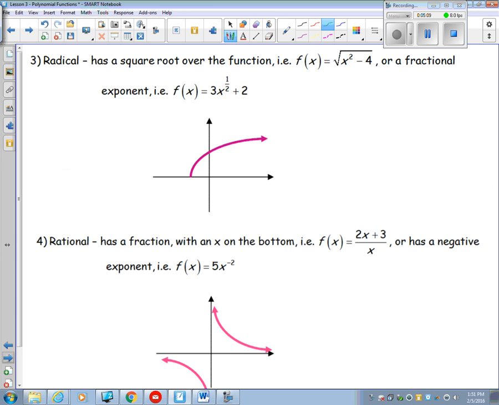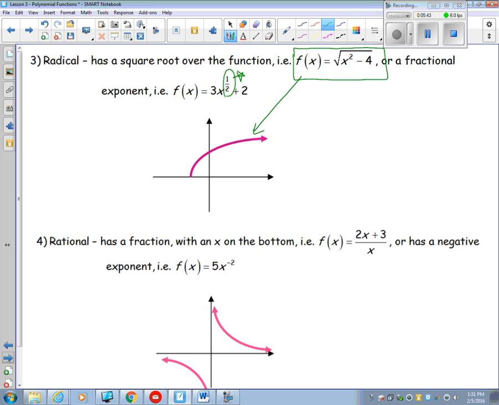We could have radical functions. These are ones that involve square root signs. So for example, the square root of x squared minus 4. It's going to produce a picture that looks like this. It goes off to one side, sort of like half of a parabola on its side. You can also get those if you have fractional exponents, like a power of a half. We said for polynomials, whole numbers and positives. Well, 1/2 is definitely not a whole number. That's why it's producing this non-polynomial function.